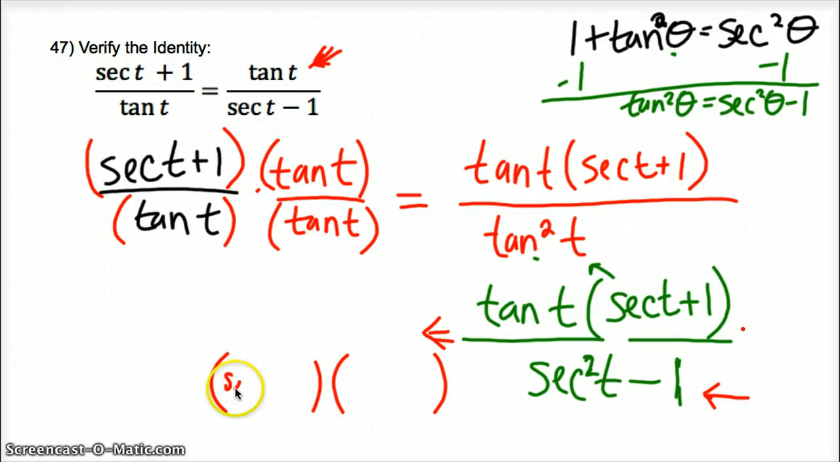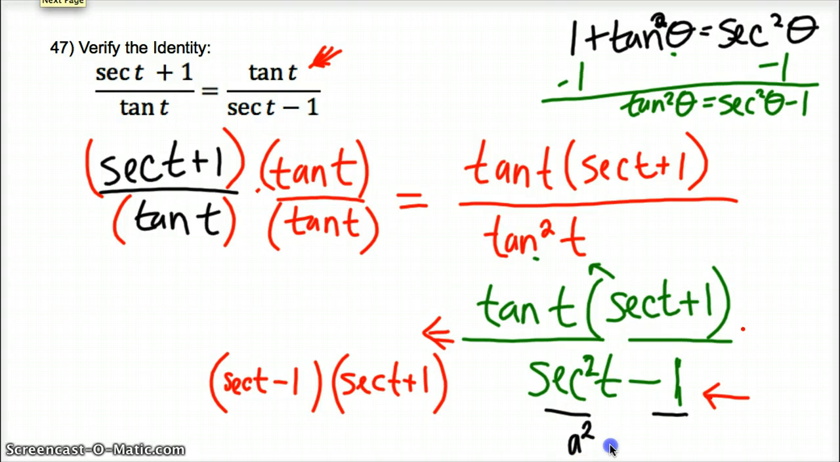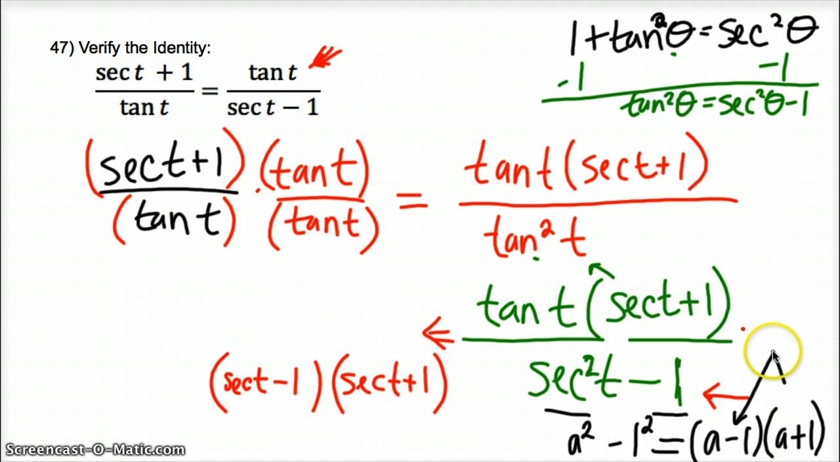They will be secant t minus 1 and secant t plus 1. This is a difference of two perfect squares here. Think of secant t as a squared minus 1 squared. So the difference of two squares can always be factored as a minus 1, and in this case a plus 1. It's always a difference of two squares, and you have 1 plus and 1 minus. That middle term that we are missing will cancel because they will be identical and they'll be opposites.